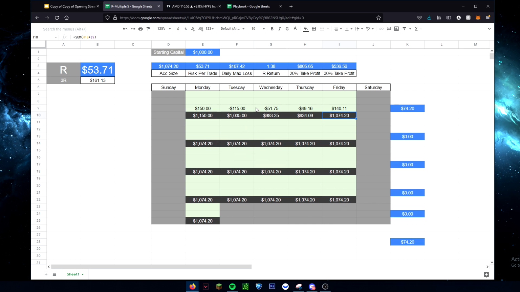So this is helpful because as you're trading, you don't have to be calculating what your risk per trade is. This does it for you. And also, as you take losses, you're sizing down, and as you take wins, you're sizing up. And this just helps you keep track of that. So it's a helpful tool.